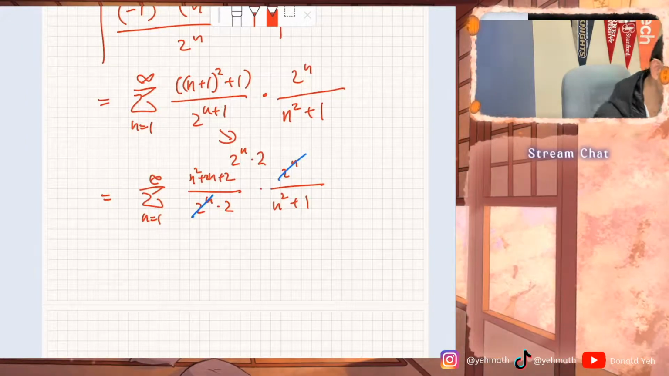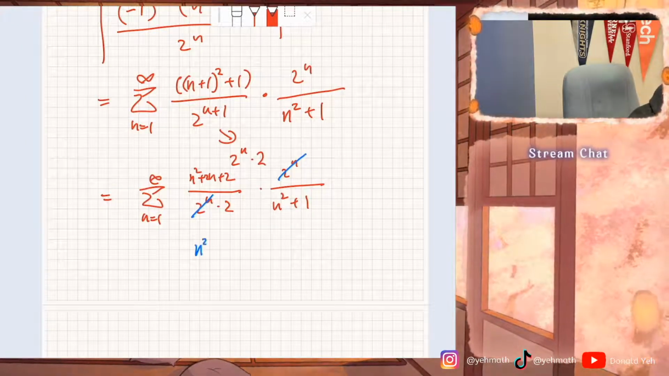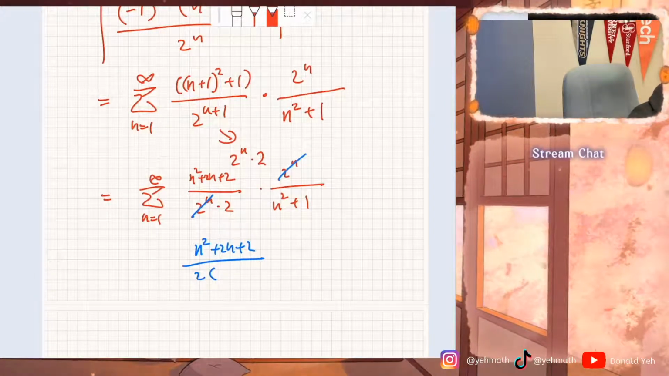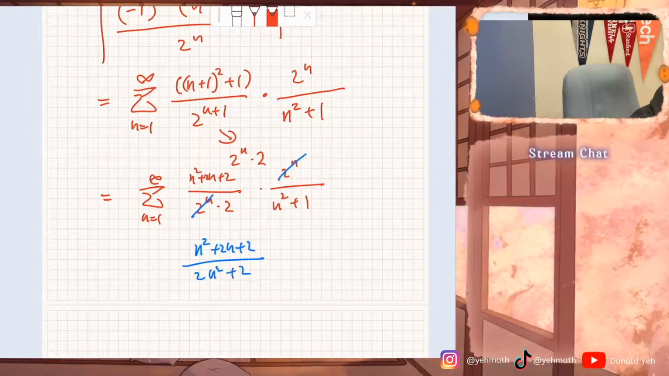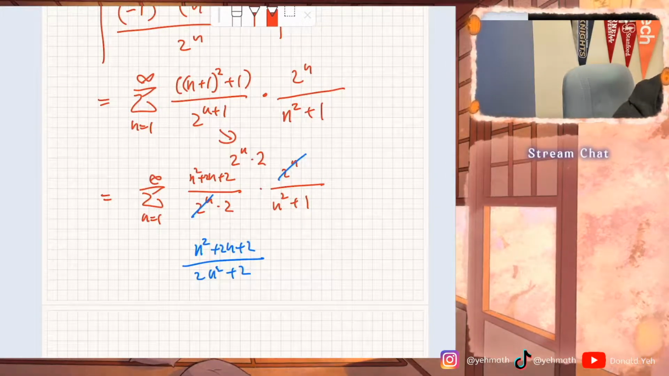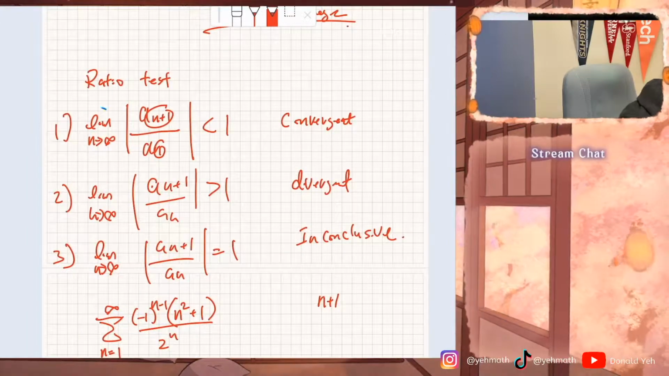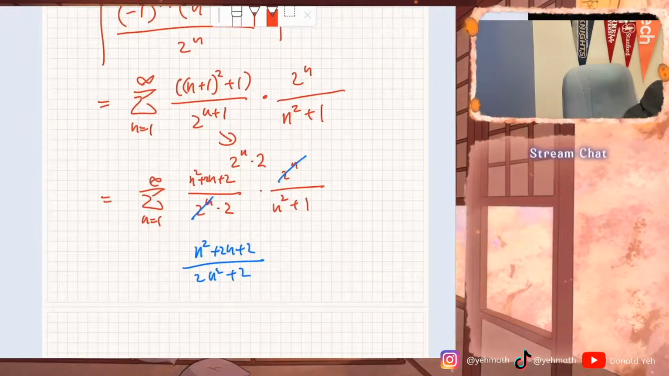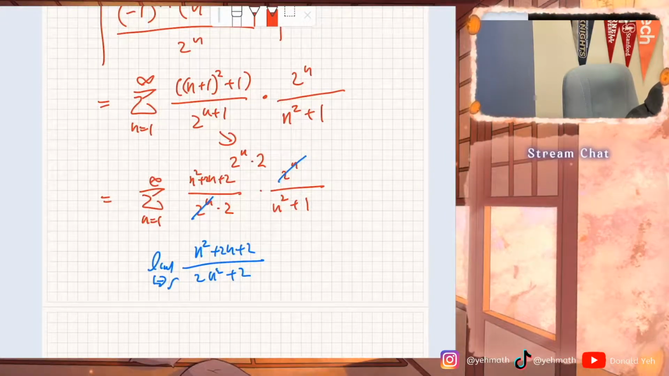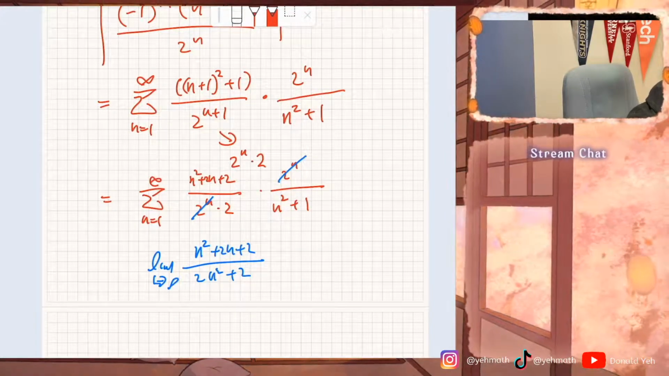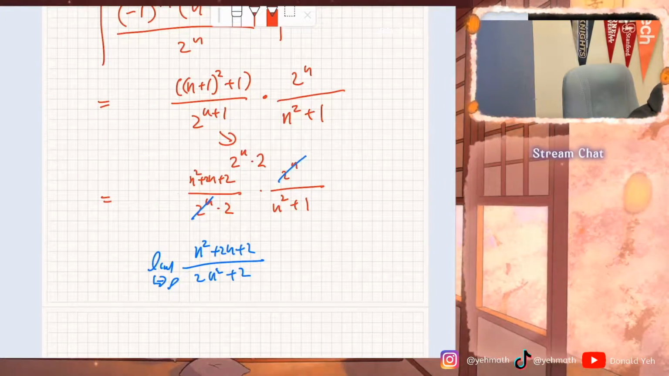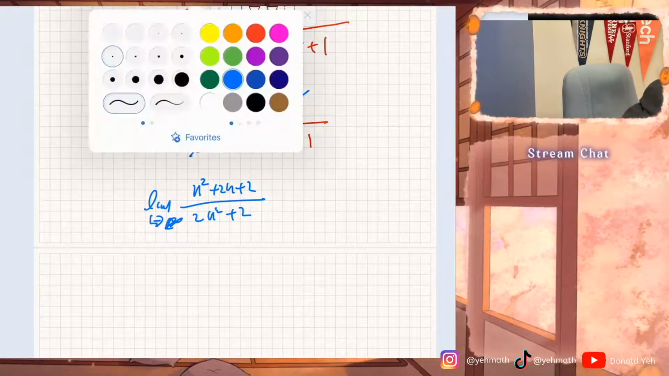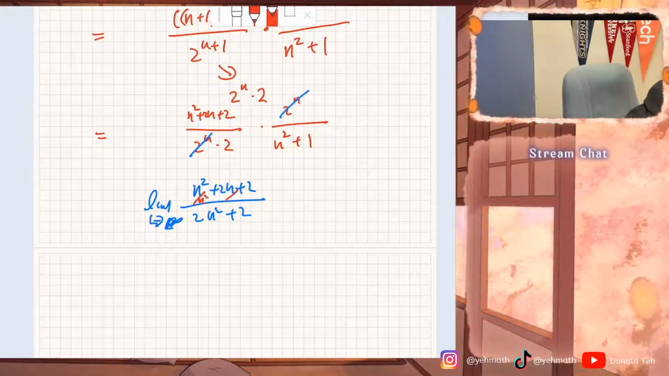Are we okay here? So now we're going to end up with n squared plus 2n plus 2 over 2 times n squared plus 2. Does that make sense? And remember, we had to do the limit as n approaches infinity. So limit as n approaches infinity. I'm sorry, I don't need to write this. My bad, I kind of have a habit of writing that. Okay, so limit as n approaches infinity. What will happen? You divide the top and bottom by what? N squared.